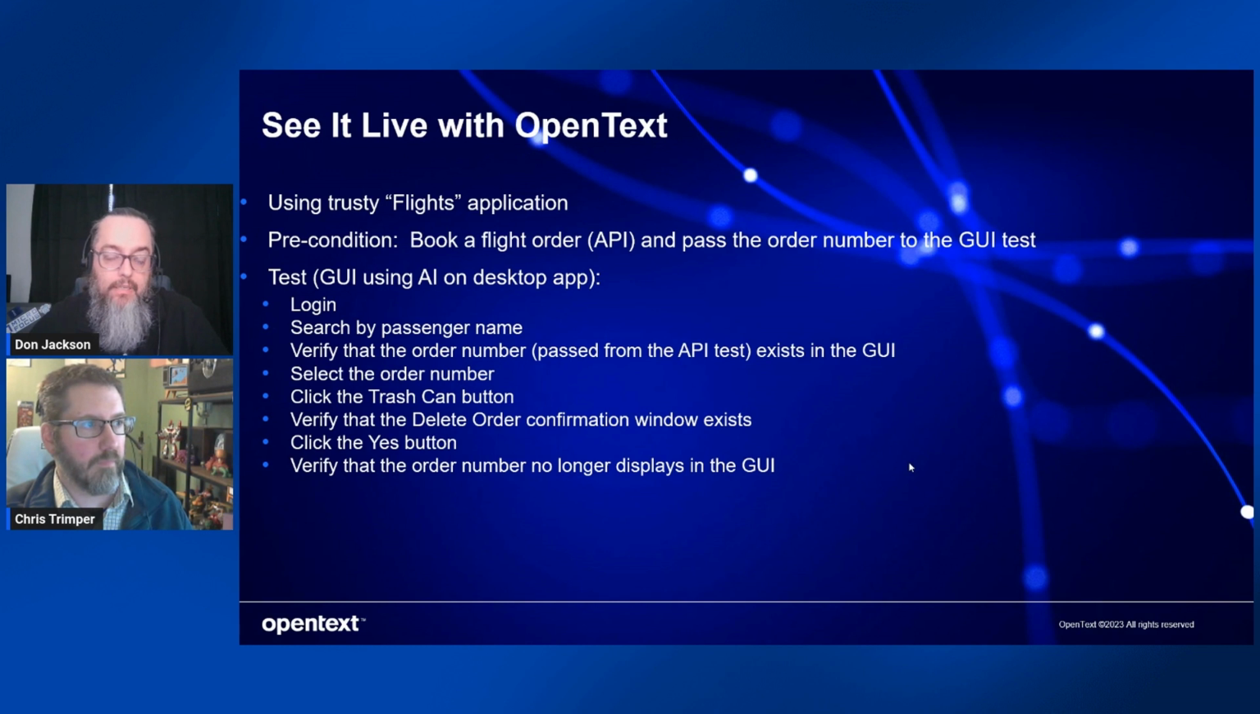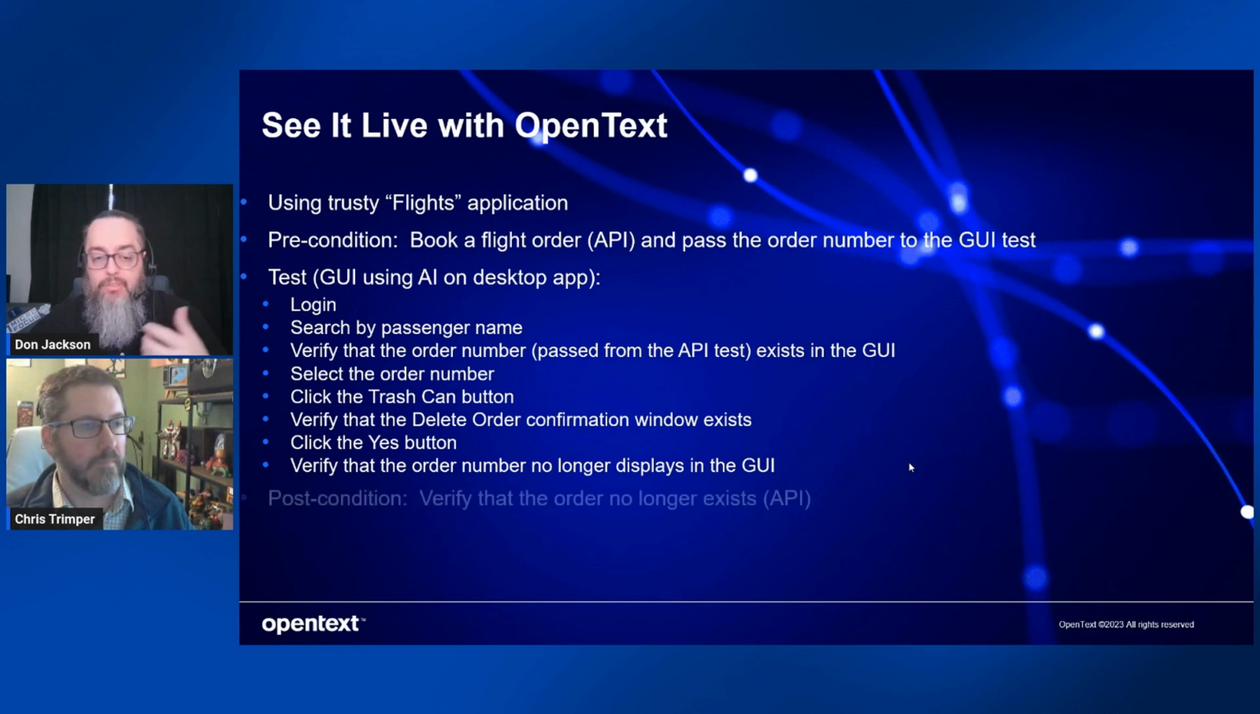So the steps to do that, which we will use our artificial intelligence object definition capabilities on the desktop app, will be to log in. We'll search by the passenger name. We'll verify that the order number, which we got passed from the API test, exists inside the GUI. We'll select the order number. We'll click the trash can button. We'll then verify that the delete order confirmation window comes up, that it exists. Then we'll click that yes button to say, yes, go ahead and delete it. And then we'll verify inside the application that the order number is no longer being displayed.